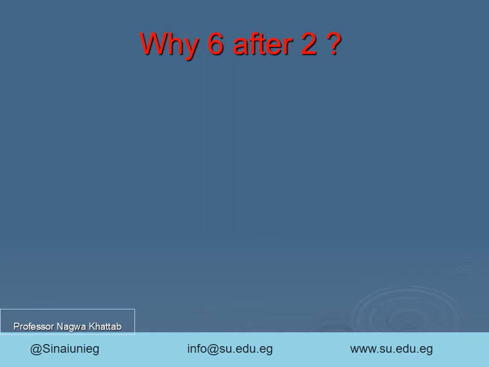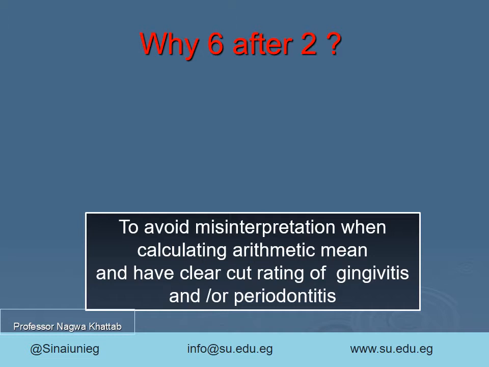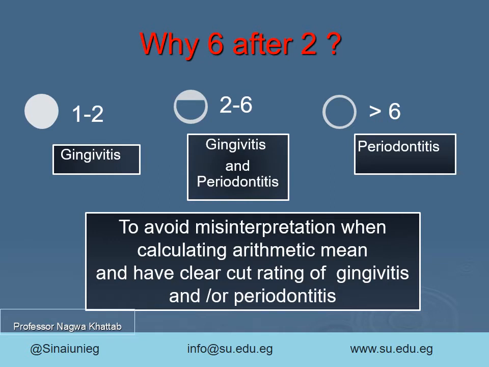Therefore, why the author writes 6 after 2? To avoid misinterpretation when calculating the arithmetic mean and have a clear-cut rating of gingivitis and periodontitis. يبقى أنا لو السكيلز واقعة أو الريدنج اللي طلع لي واقع ما بين 1 و2 it's a case of gingivitis. All the teeth have a gingivitis. لو كان ما بين الاتنين والستة يبقى في عندي جزء gingivitis وجزء periodontitis. إذا طلع الرقم أكتر من 6 يبقى all the teeth have a periodontitis.